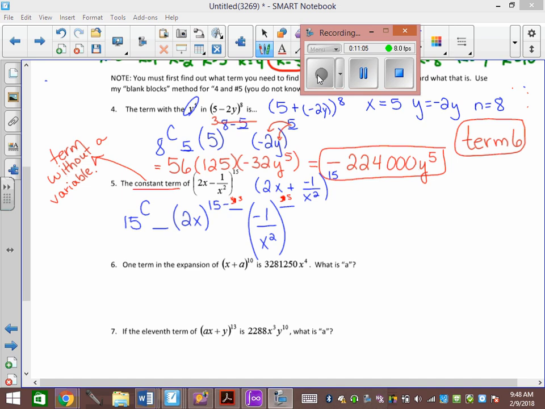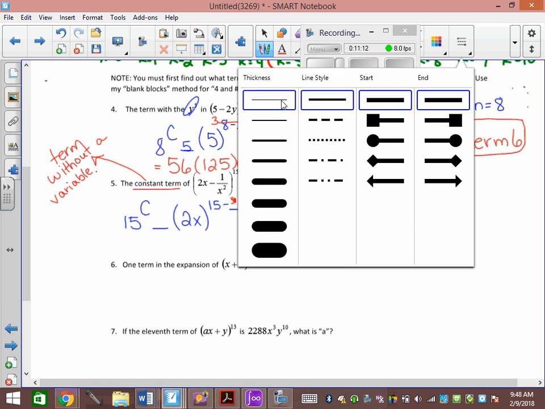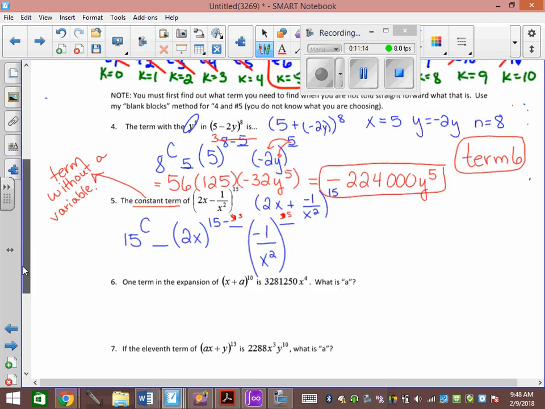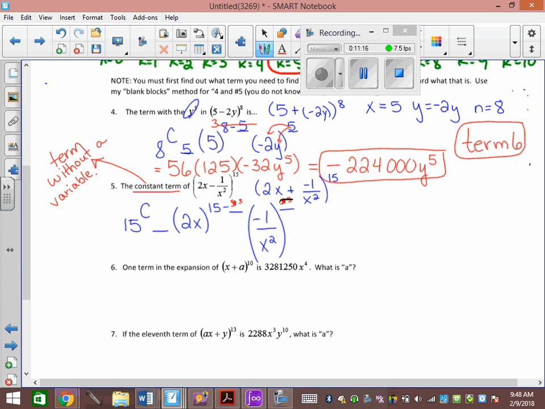Oh, I'm going to use a different color. If I use the eraser, it'll erase everything. So I'll use a different color. It's 5, which means this blank is 5 as well.